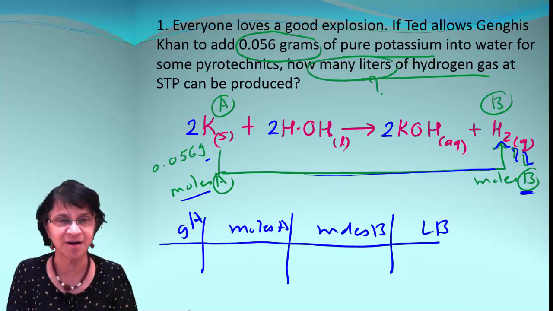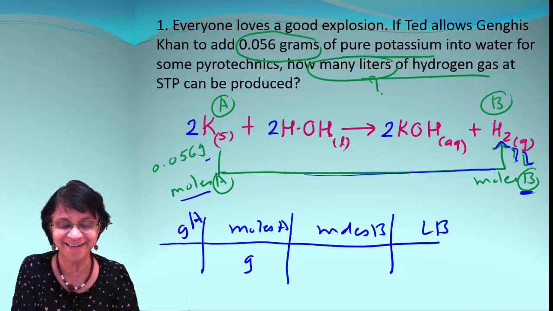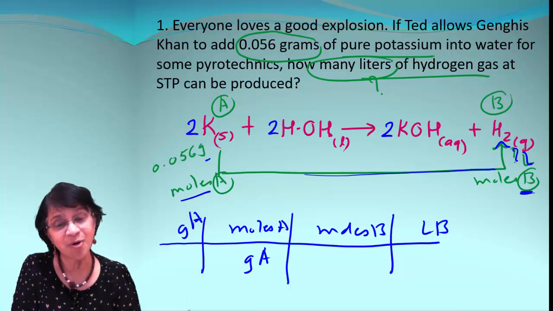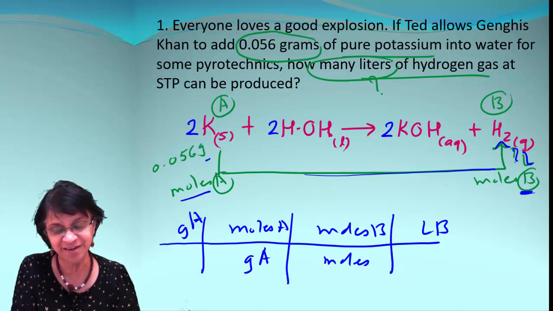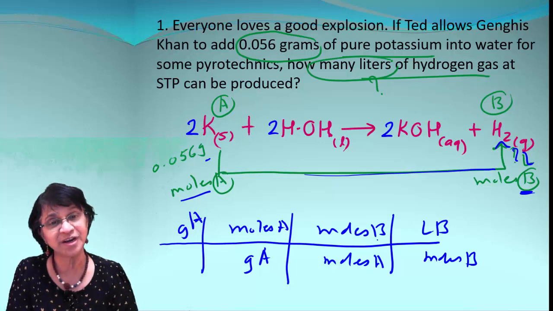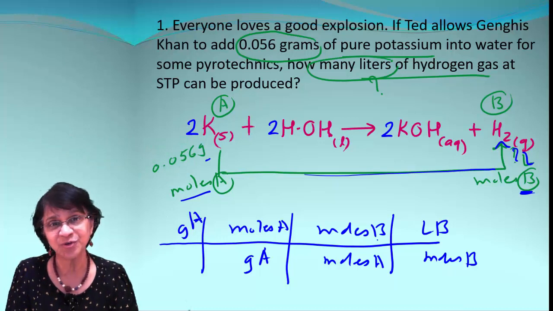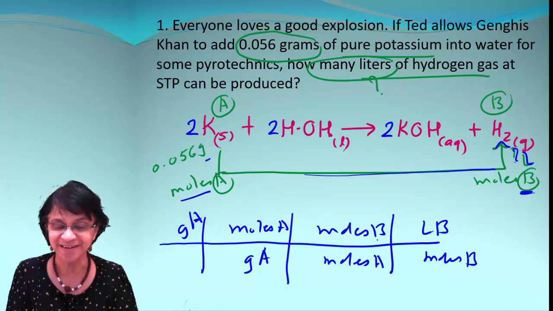We need to make sure that we cross out all those units. So that's grams of A. This should be grams of A. This is moles of A. So over here, it should be moles of A. And moles of B. So this should be moles of B. So diagonally, you have to make sure that you are getting exactly the same units. Now, we need to make sure we plug and chug the values there.